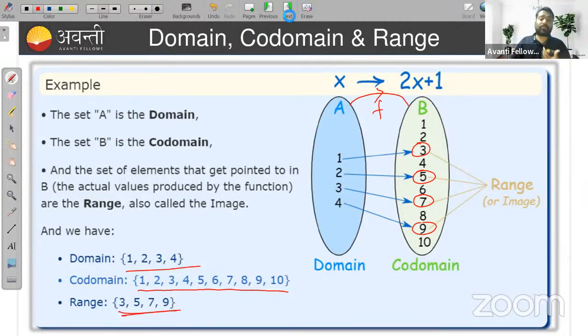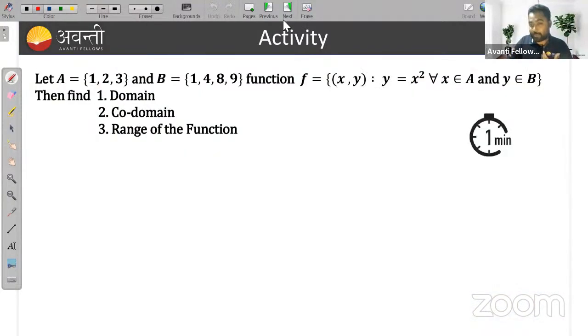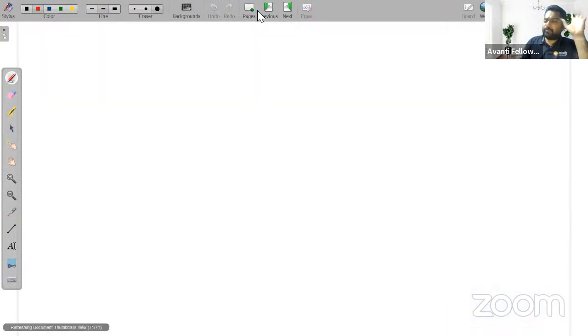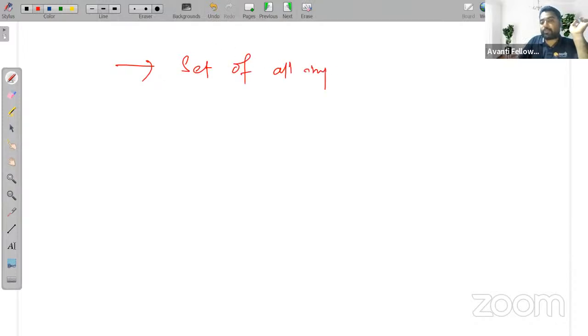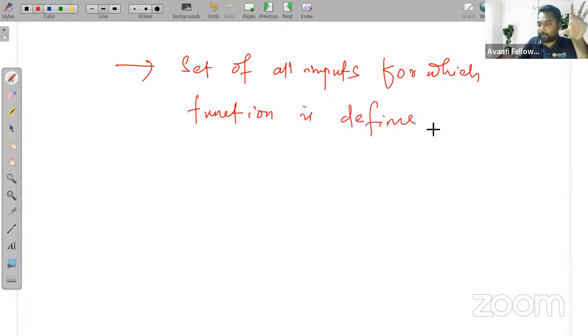In other words, we can also say what is domain, codomain, and range. Domain is the set of all inputs for which the function is defined. This is my domain.